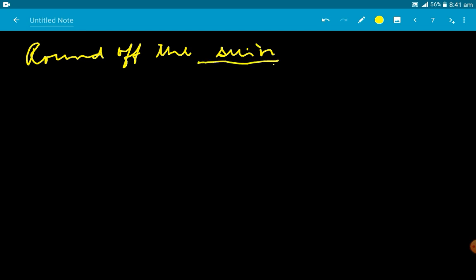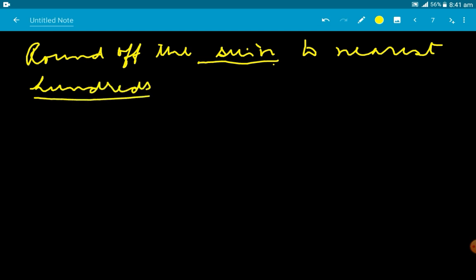Now sometimes you are asked to round off the sum. Sum means plus. Like, round the sum to the nearest hundreds. I'm taking one example only. There are two numbers: 455 plus 386. So we need to round off to the nearest hundred.